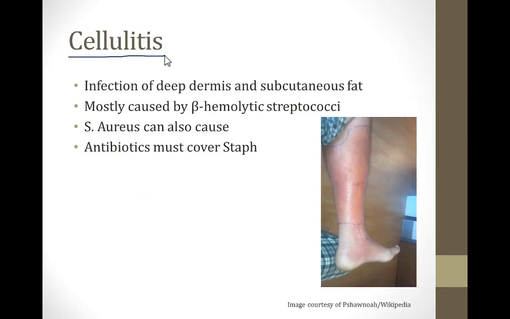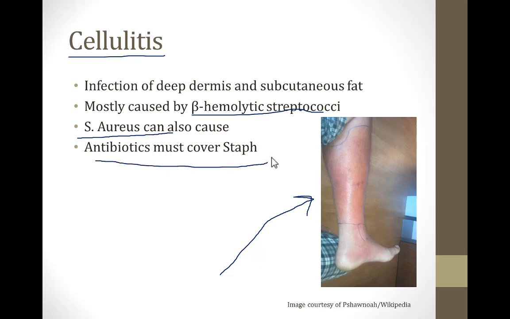Staph aureus can cause cellulitis, which is a relatively common skin infection. This is a picture of somebody with cellulitis of the leg right here. It often happens after patients get an injury, like a cut, and then bacteria get into the dermis and subcutaneous fat. And the cellulitis is mostly caused by beta hemolytic streptococci. However, Staph aureus is a possible cause, and the reason this is important is that when you select antibiotics to treat cellulitis, you often select antibiotics that cover staph. You don't want to choose antibiotics that only cover strep, because the patient may have a staph infection and then it can get much worse.